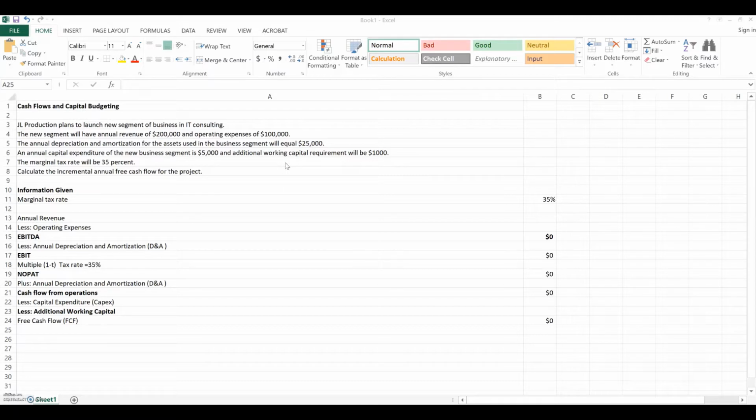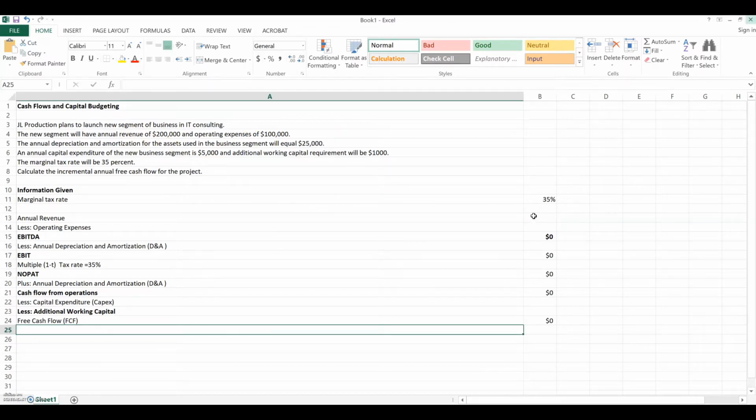They have mentioned the marginal tax rate will be 35% and we have to calculate the annual free cash flow for the project. So in order to calculate the free cash flow, we have to use this format that is given over here. We'll begin with annual revenue. Annual revenue is the total amount of money made by the sales or the services in a given year before the cost or expenses are taken out. In this example, the annual revenue is $200,000.